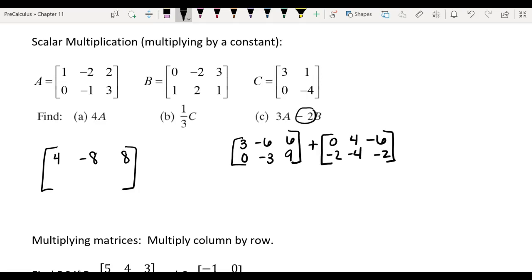This last one is the one that I have seen on the practice tests that I've seen. Okay? It's usually not a simple scalar multiplication or a simple addition subtraction. It's a combination of the two. Questions on that?